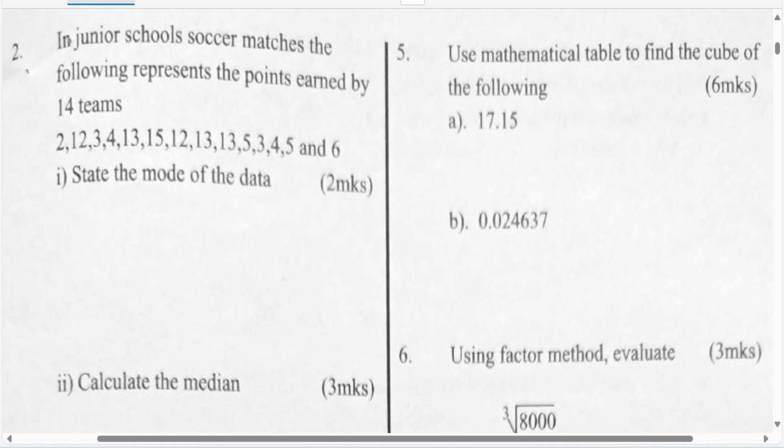Yeah. Question 2 of section B. In junior school soccer matches, the following represents the points earned by 14 teams, which is 2, 12, 3, 4, 13, 15, 12, 13, 13, 5, 3, 4, 5, and 6. Roman 1, state the mode of the data, which is 2 marks. Roman 2, calculate the median. And I think Roman 3 is to calculate the mean.